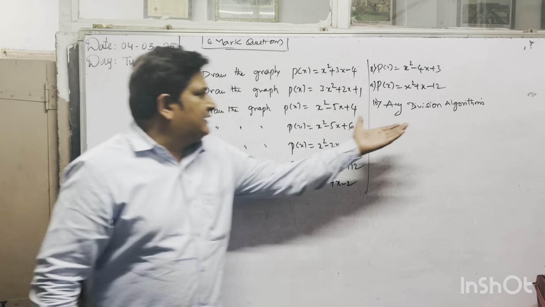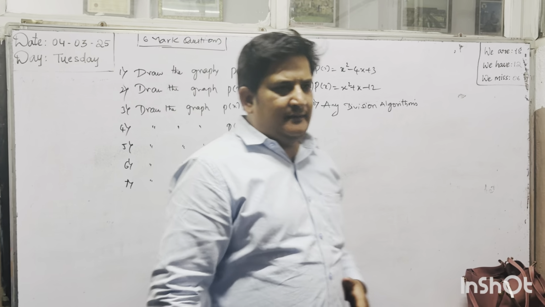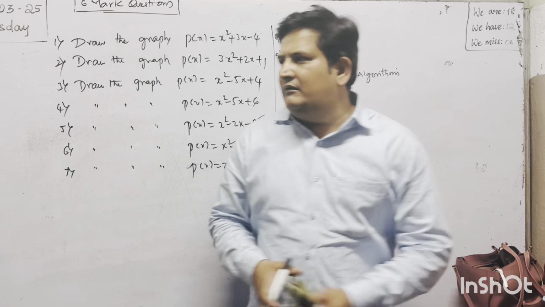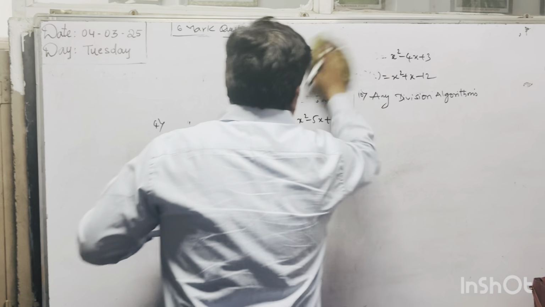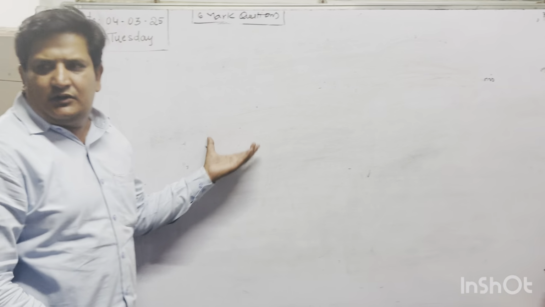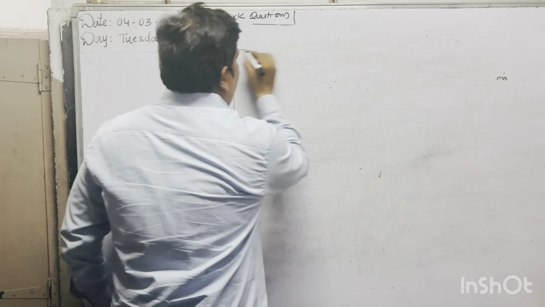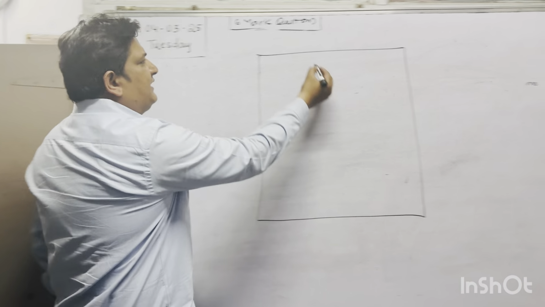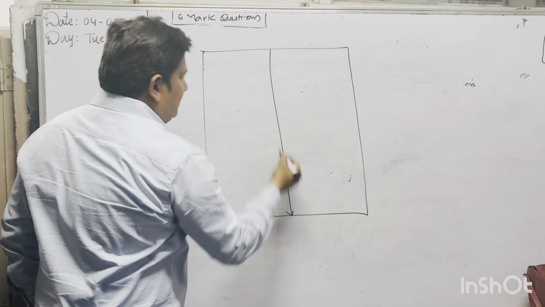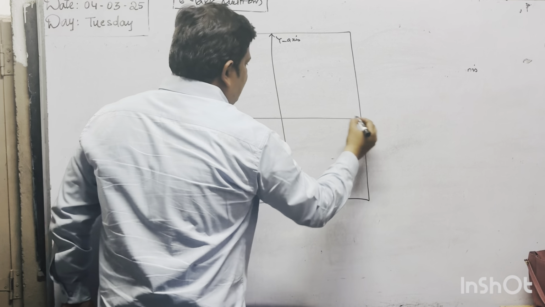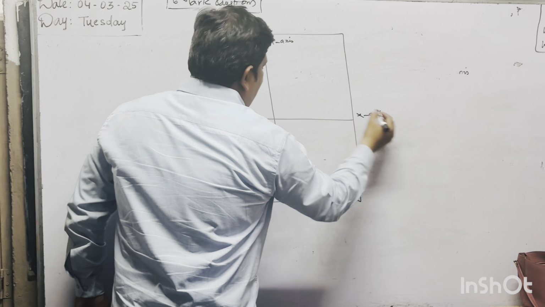Sometimes he may give the division algorithm. So 6 marks almost consists of the graph. So now I will just give a glimpse of the graph. Whenever you are drawing the graph, whenever you are finding the coordinates, see, this is the graph paper. Now on the thick line you draw the, what is this one? Y axis. And here what you will say, this one? X axis.